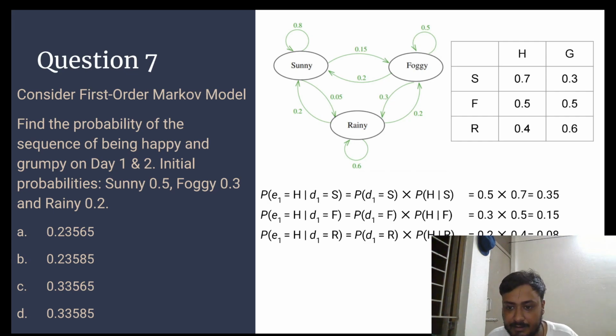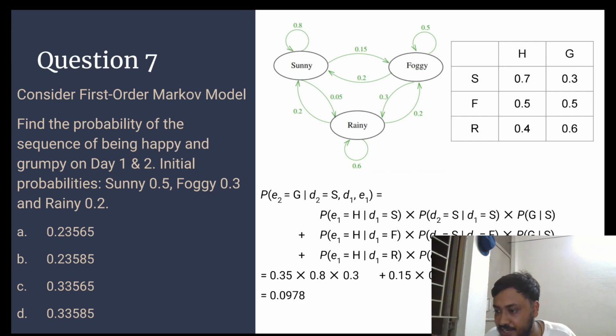Okay, fine. Now, what is the probability of you feeling happy given that day 1 is sunny? Happy on day 1 given that day 1 is sunny. That is the probability that day 1 is sunny times the probability of being happy given it is sunny. These are the initial probabilities they have mentioned. So day 1 being sunny is 0.5 and given that it is sunny, you feeling happy, the probability is 0.7. Similarly, we get the other two.